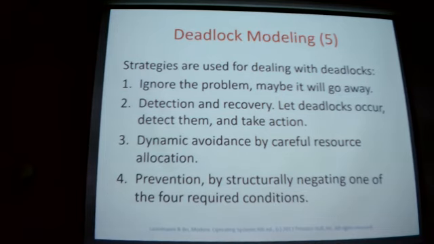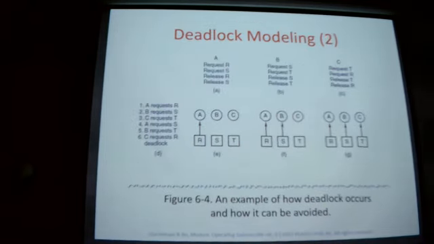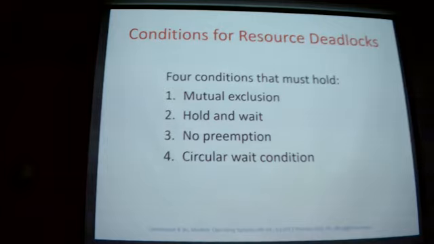We have learned that if a deadlock occurs, there are four conditions. If we prevent one condition from occurring, then we can avoid the deadlock.